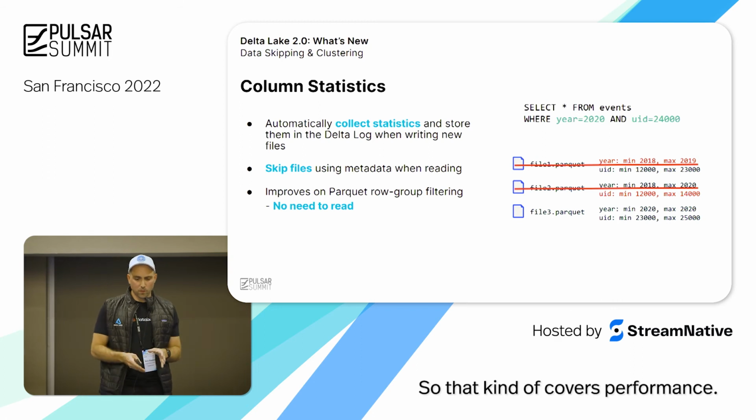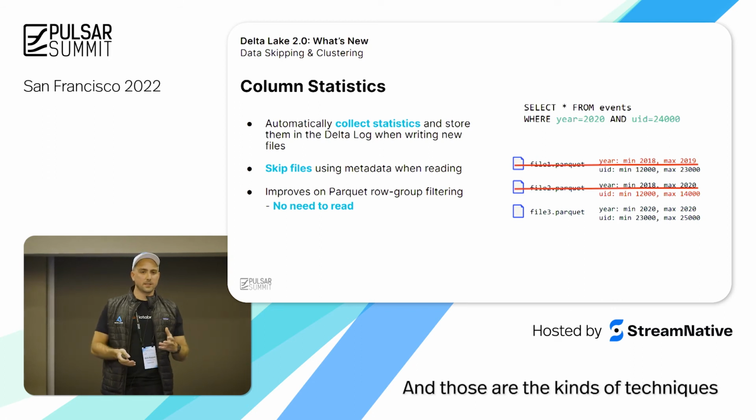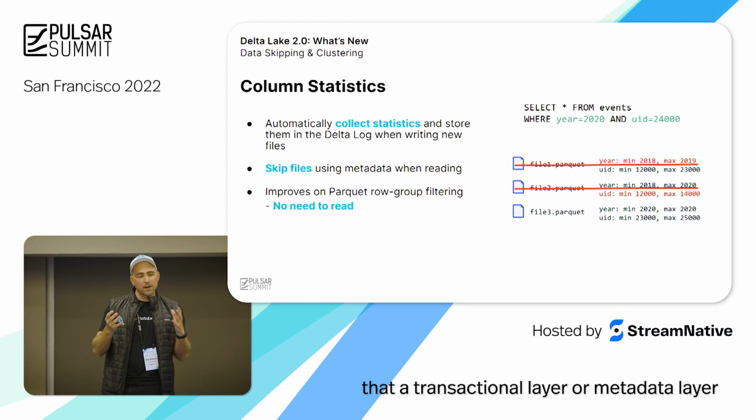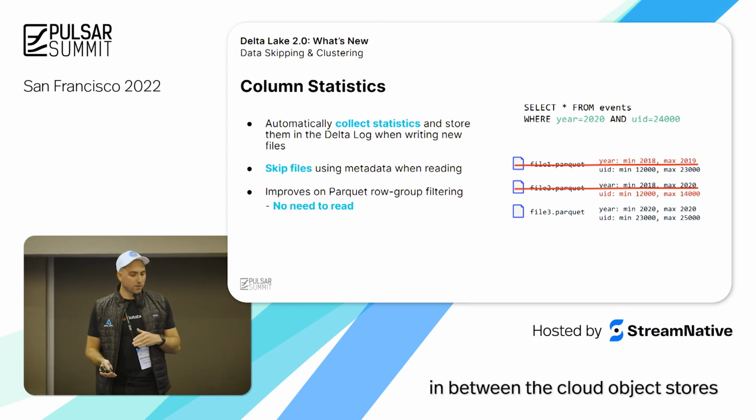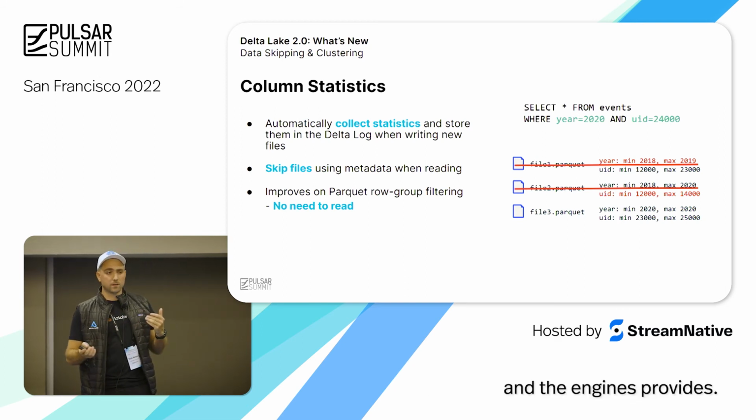So that kind of covers performance. And those are the kinds of techniques that a transactional layer or a metadata layer in between the cloud object stores and the engines provides.